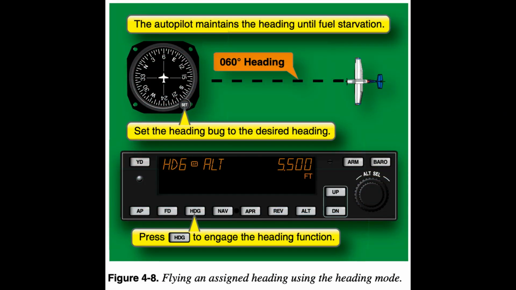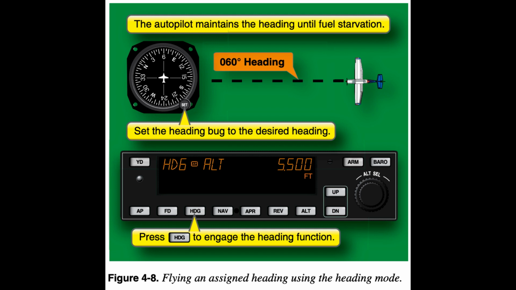Fly heading. The heading mode is used to steer the aircraft automatically along a pilot-selected heading. Using the FD/Autopilot to fly a heading is a simple matter of selecting the assigned heading and then engaging the heading function, or, more commonly, accomplished by first engaging the heading mode and gently turning the heading selection knob to the new heading.